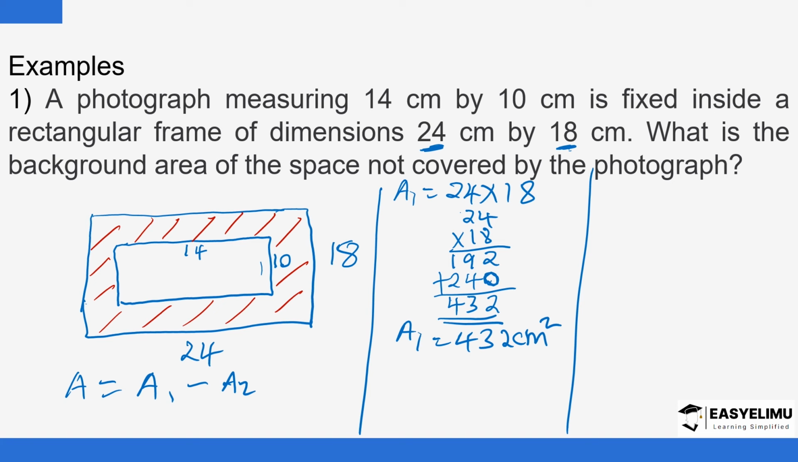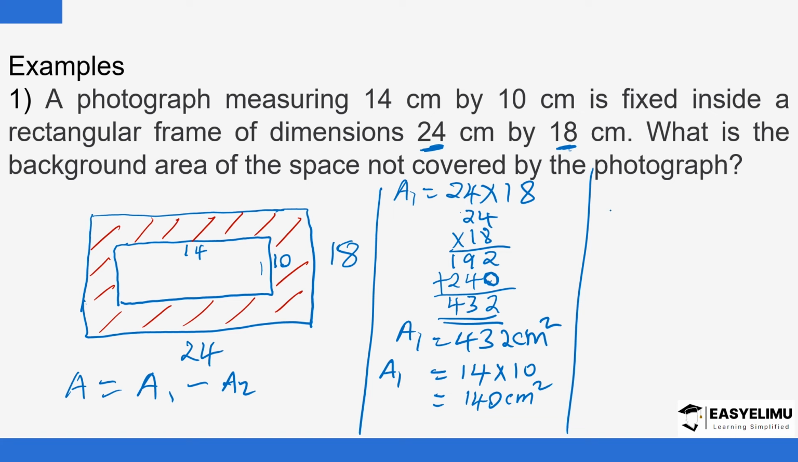So again, we do A2, which is now the area of the photograph. That is the unshaded area, and that is supposed to be, again, length times width. So length is 14 and width is 10. Now multiplication by these powers of 10 is usually easy. You simply add 0 to this 14 here. So we have 1, 4, and then you add 0. So 140 square centimeters.